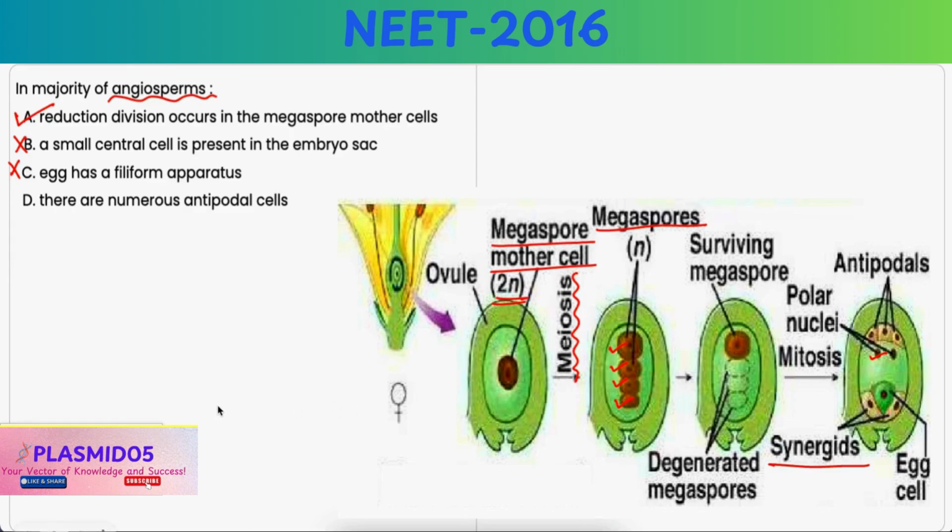Option D, there are numerous antipodal cells. It is also incorrect because in most angiosperms, the embryo sac usually has only 3 antipodal cells.